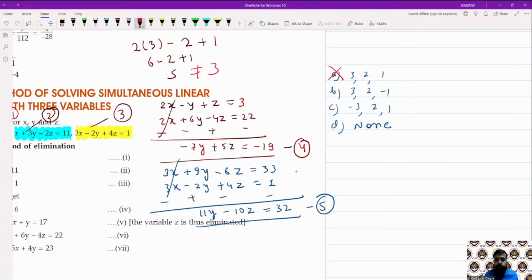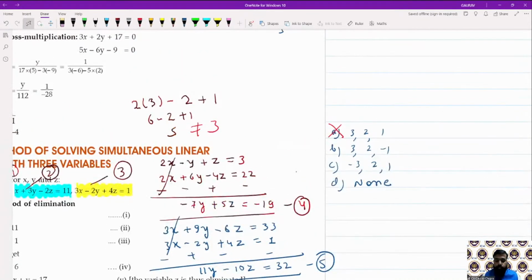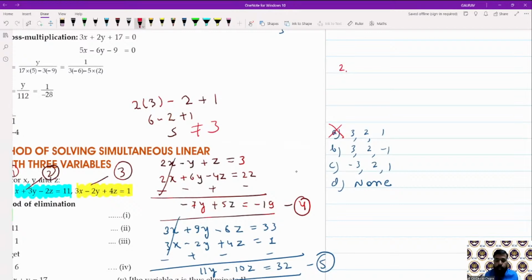So for the second option, 2 into 3 minus 2, then plus, this time we are having minus 1. So 6 minus 2 minus 1, what are we getting? We are getting 3. So the result will be correct. Option number B is correct. So in this way, it is very much easy to put the option and get the result instantly.